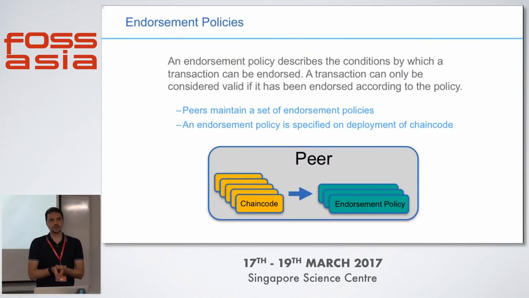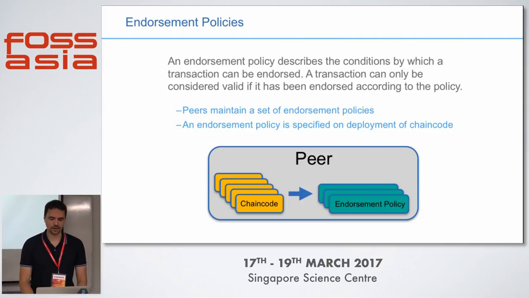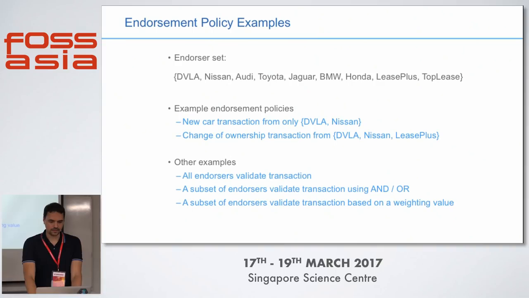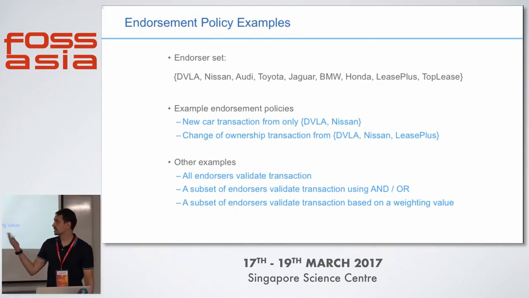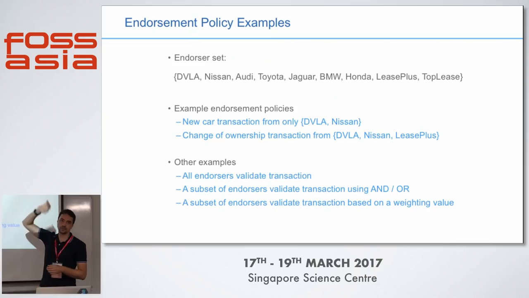Now, the endorsement policies are actually connected to the chain code. So when you deploy the chain code, the endorsement policy is something that goes along with the deployment itself. This is just an example. As you can see, the endorsement policy basically looks like a business rule. We have the endorser set, that's everybody in the network in this particular channel. I will talk about the channels on the next slide.